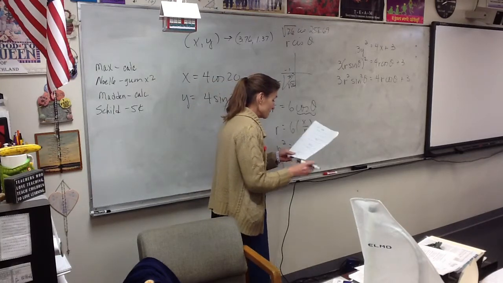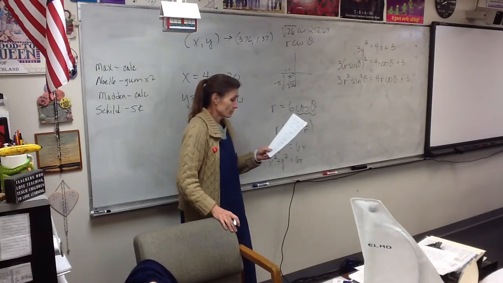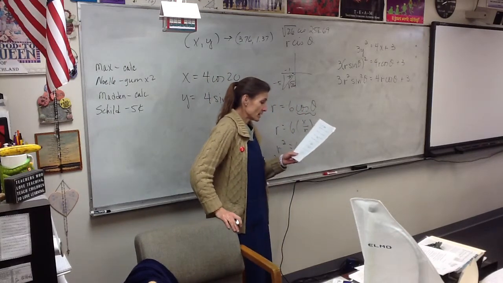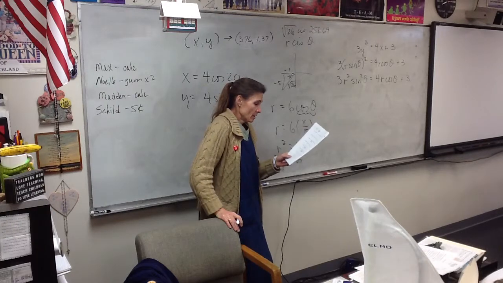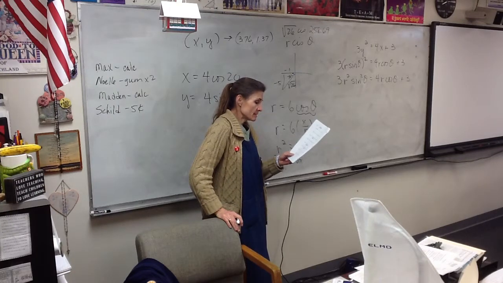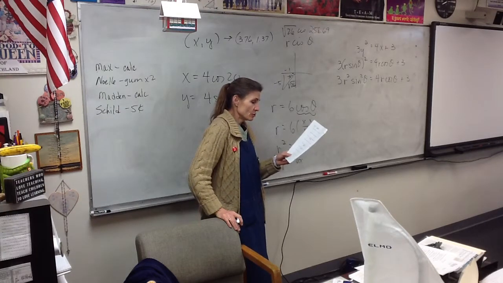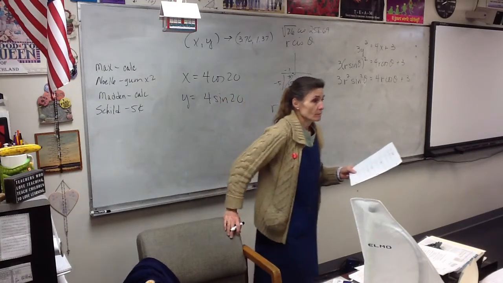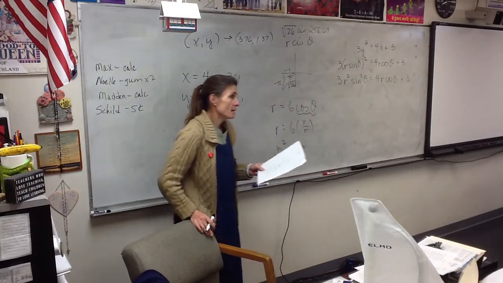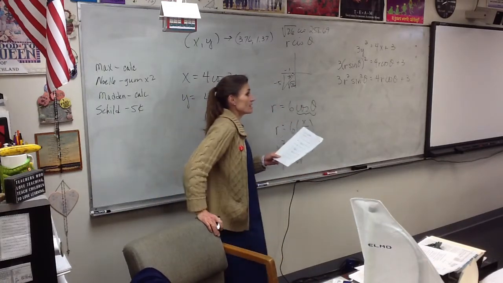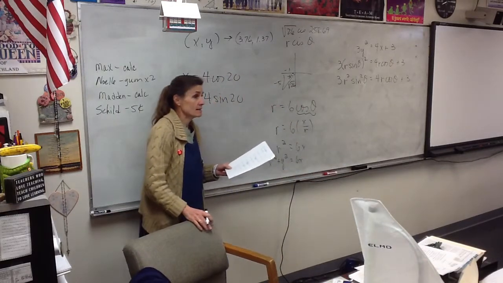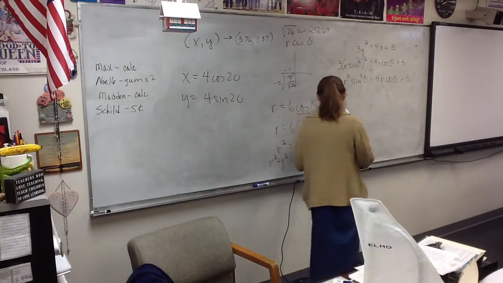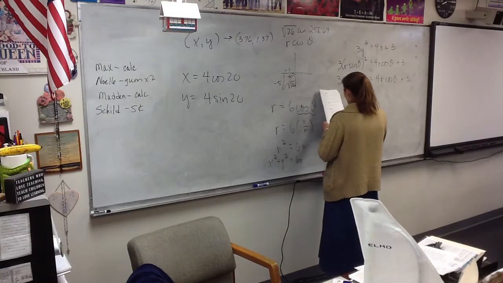And then number 8. What's the answer to A? 10 cis 271. What's the rule? When we multiply numbers in polar form, we multiply the r's and add the angles. Okay, B is a division, all right? So what's that one going to be?